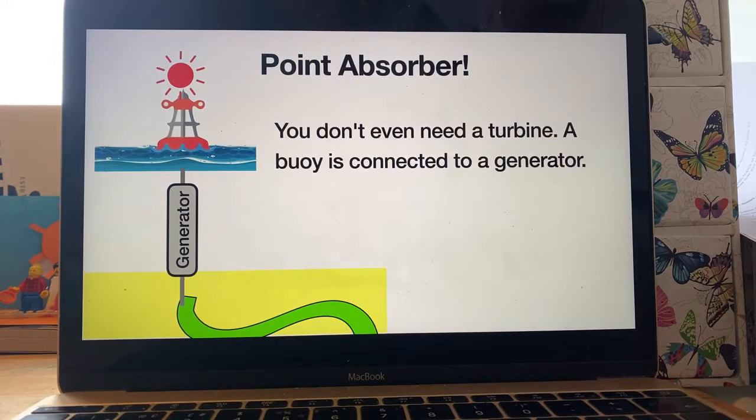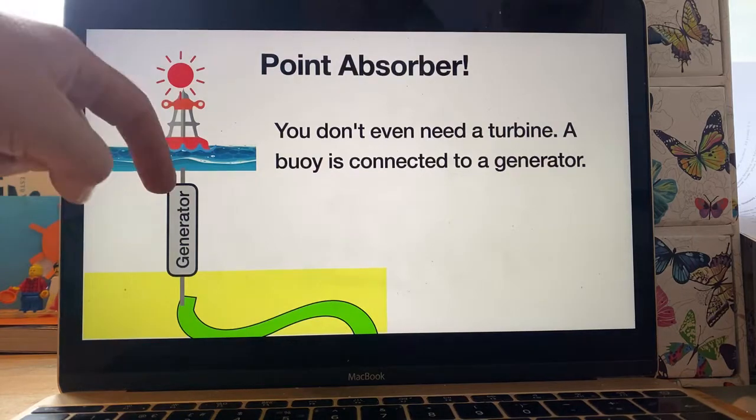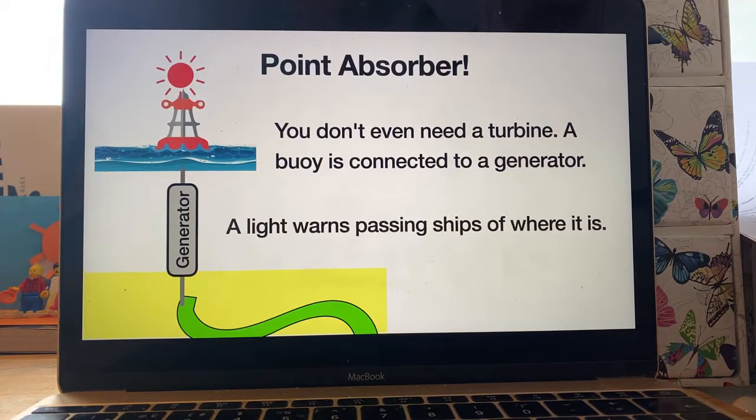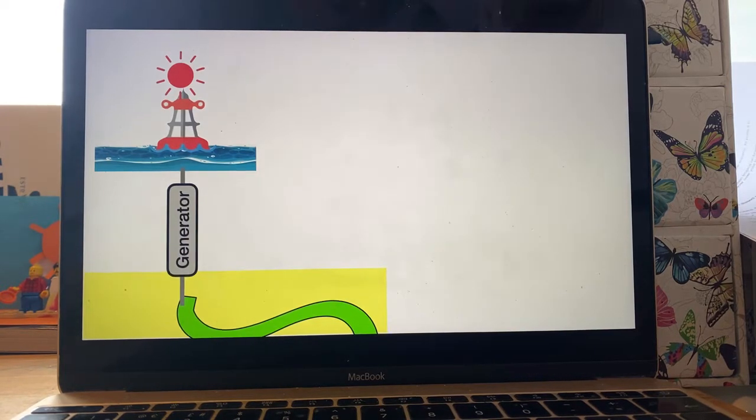So you don't even need a turbine. It's just a buoy connected to a generator. You've got this cool light on the top which flashes to warn passing ships of where it is so they don't crash into it. That's pretty good, isn't it? Go on, tell me some advantages to that.